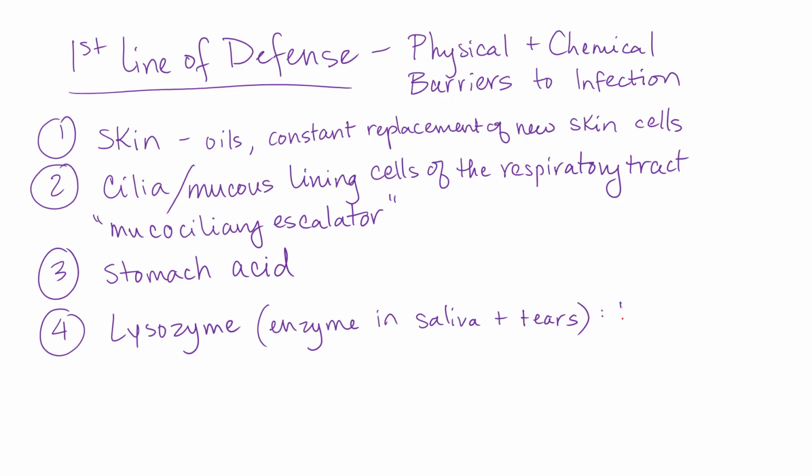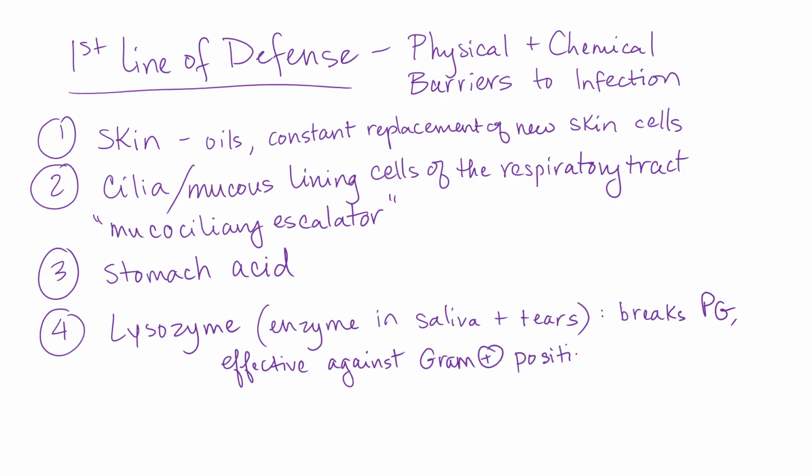So this is an enzyme that breaks peptidoglycan, PG, effective against gram-positive bacteria. In our lab experiment, we found that it was most effective against gram-positive bacteria. The example was Micrococcus luteus. In that experiment, it wasn't effective against Serratia, the pink bacteria, because Serratia is gram-negative and has that outer membrane to protect it.